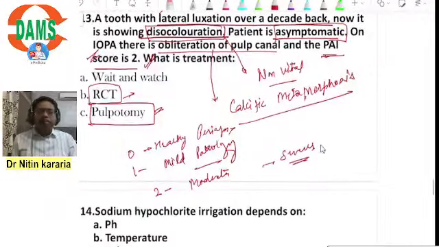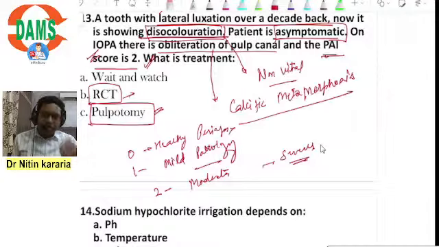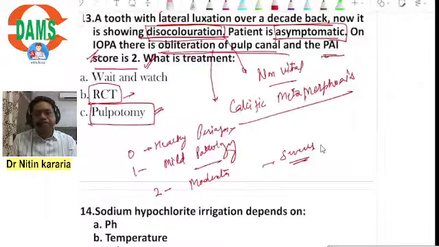So the treatment choice would depend upon whether there is a periapical pathology that is severe or not. If a severe periapical pathology is present, and even though the patient is asymptomatic, we have to manage it surgically to remove the periapical pathology. Why surgically is important because there is obliteration of the pulp canal. We may not be able to negotiate it to the apex in an orthograde manner, so surgical intervention would be required.